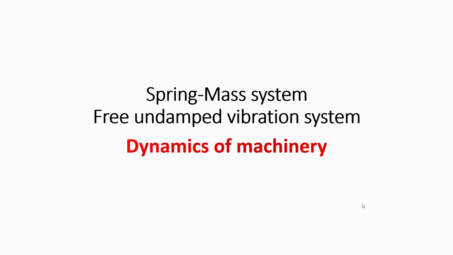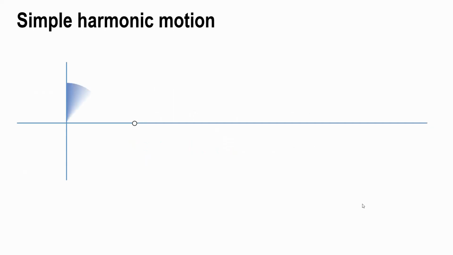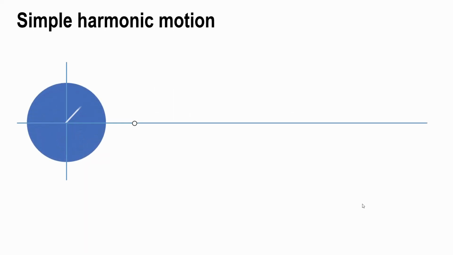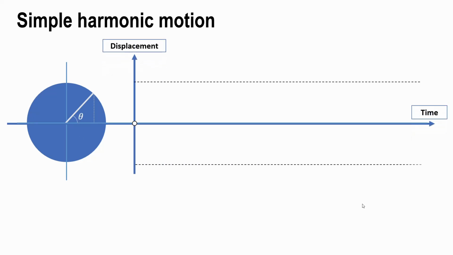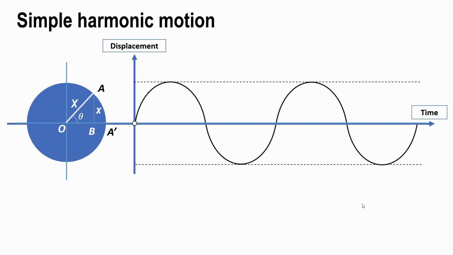Now we will start with the theory of free undamped vibration system. Before we proceed further, we'll start with the derivation of simple harmonic motion, which we have already seen in our physics. First we'll plot the displacement time plot over here. As you can see, the motion which is repeating after a regular interval of time is known as the simple harmonic motion.